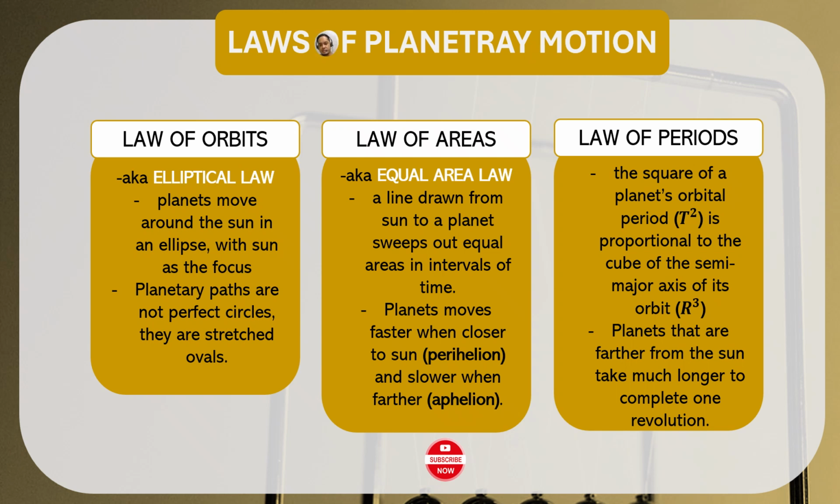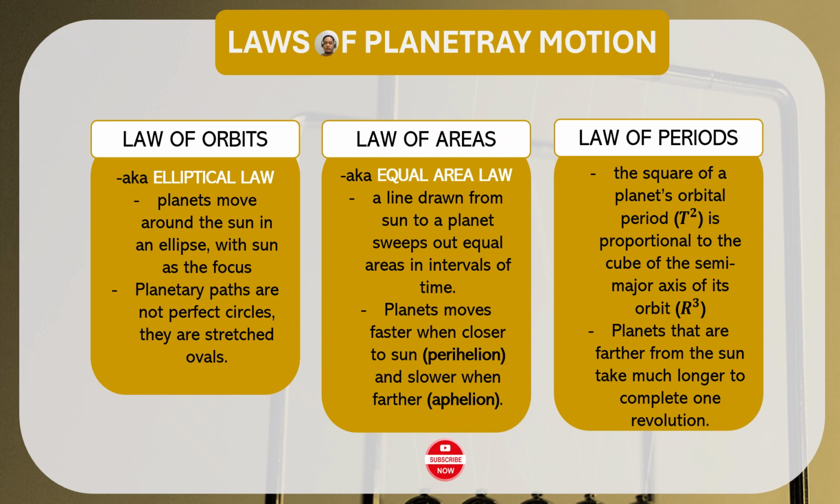And the law of periods, or the harmonic law: the square of a planet's orbital period, the time it takes to complete one orbit, or T squared, is proportional to the cube of the semi-major axis of its orbit, or R cubed. That's the radius of its orbit.